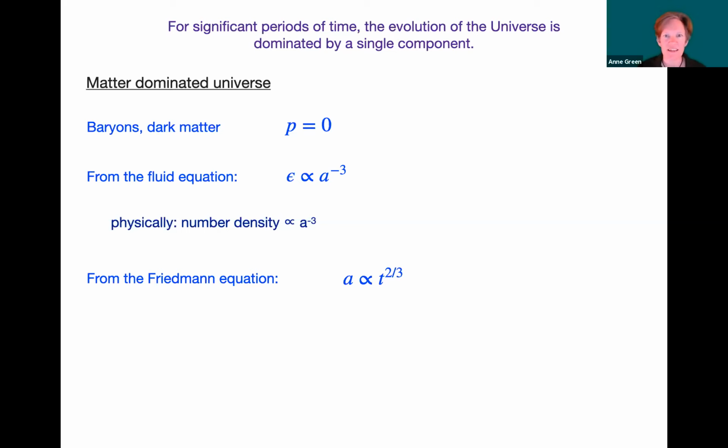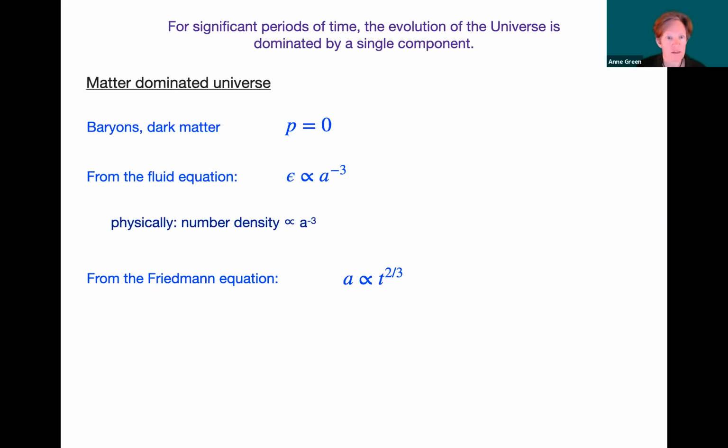Okay, so let's continue. As I've already said, the universe is made out of lots of different things, but as we'll see in about 5 minutes, it actually turns out that for large periods of its evolution, it's a good approximation to say it's dominated by just one thing. So it is very useful to have a look at the behavior of simple universes that are made of a single thing. We'll start with the easiest one, and that is a matter-dominated universe, a universe that's dominated by baryons and dark matter that have 0 pressure.